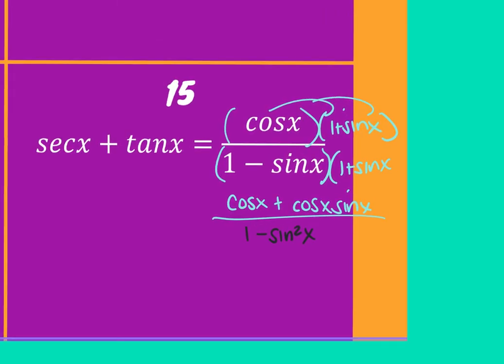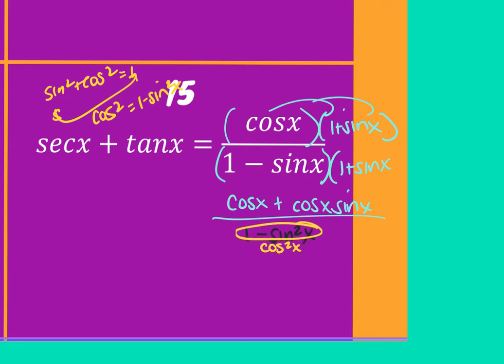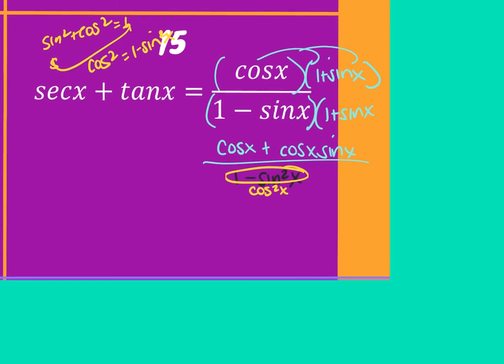So if we went back to sine squared plus cosine squared equals 1, if this goes to the other side, cosine squared would equal 1 minus sine squared, which means this is cosine squared. So I get cosine x plus cosine x sine x over cosine squared x.